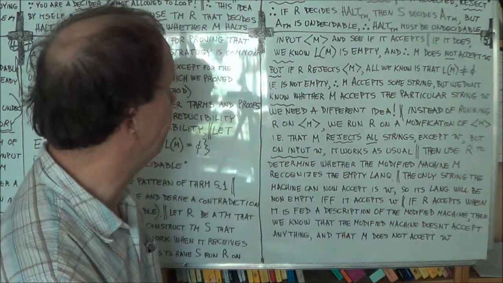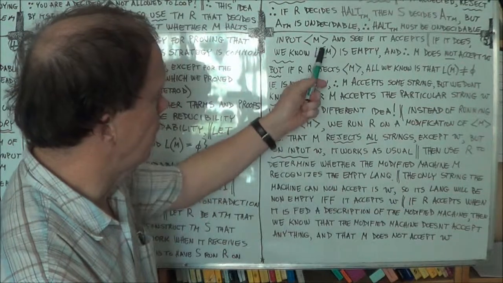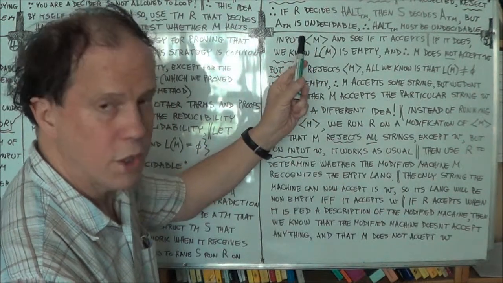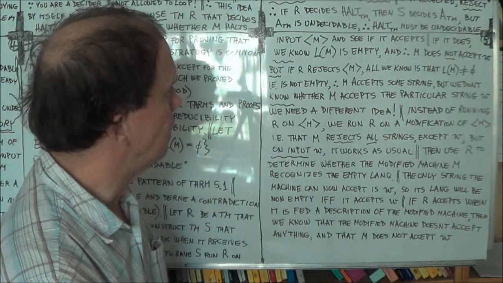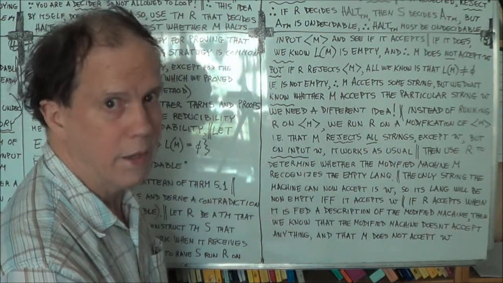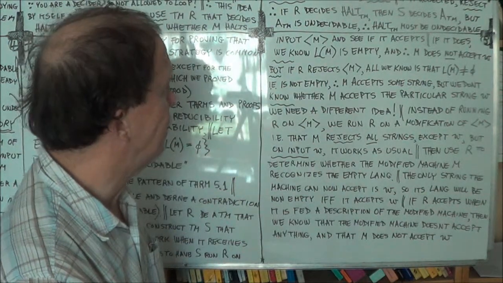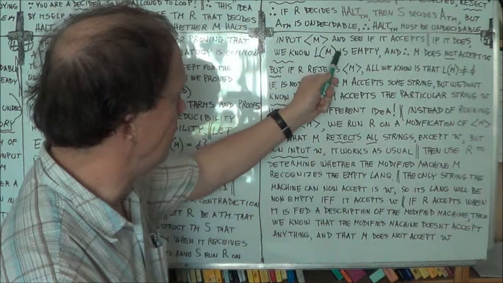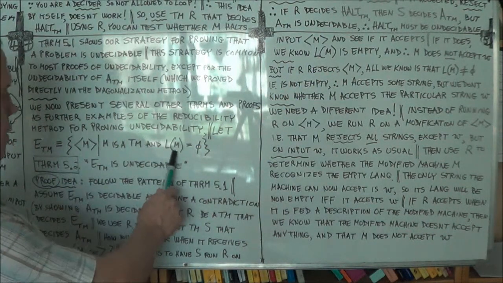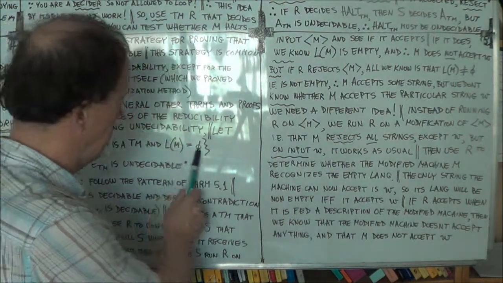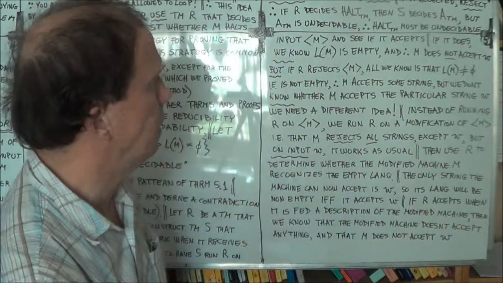So if machine R, Turing machine R, accepts when you input this, what does that mean? Well, it means that this is empty, because that's the condition for being in this language. The language of that machine is the empty set. So we know that it is empty.